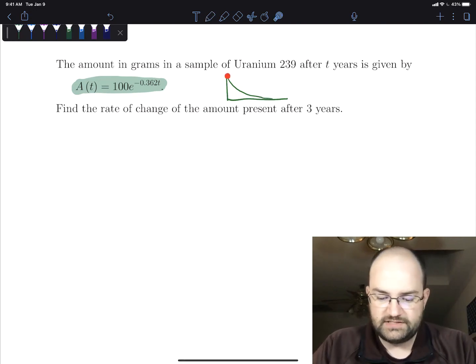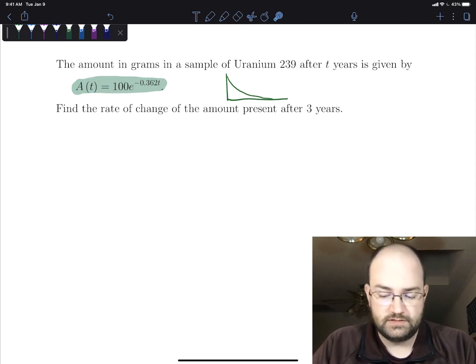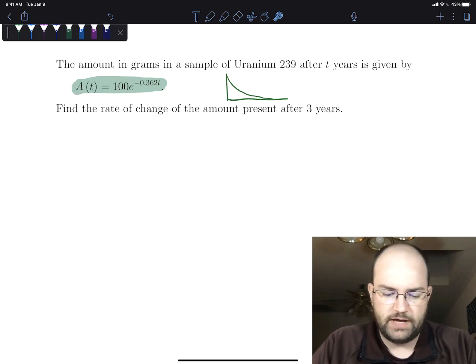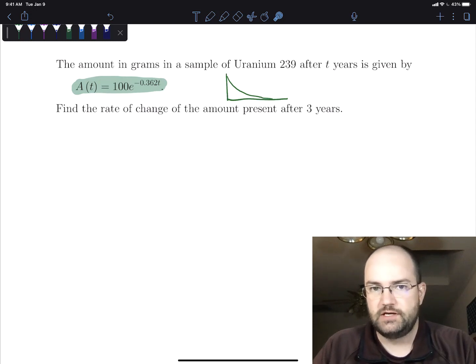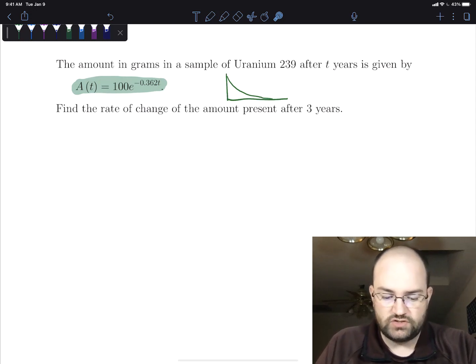Now, this means that uranium-239 decays into some other element, or maybe some other isotope of uranium. I'm not really sure which it is, but it doesn't really matter because it decays into something else. That means that uranium-239 goes away, but we can model it using this equation. It's actually pretty good.